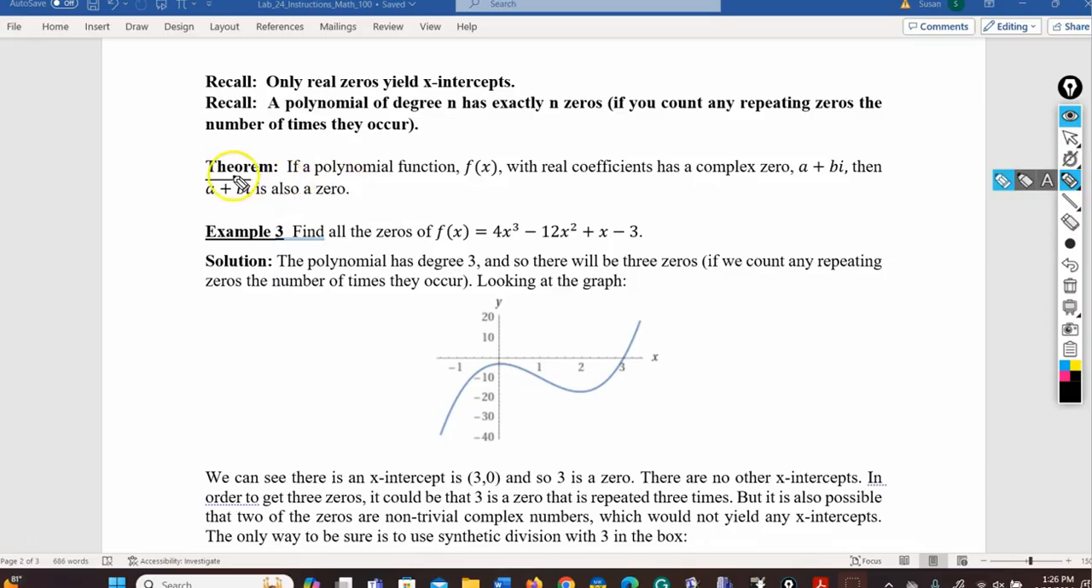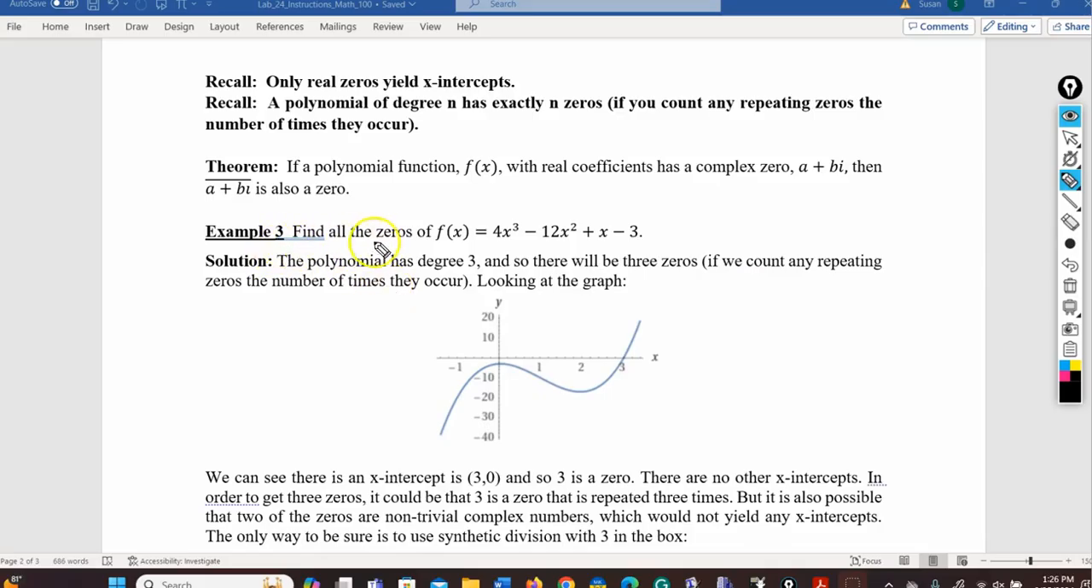So here's a new result, a theorem. If a polynomial function f of x with real coefficients has a complex zero, then its complex conjugate is also a zero. All right. So we're going to use that in these examples.